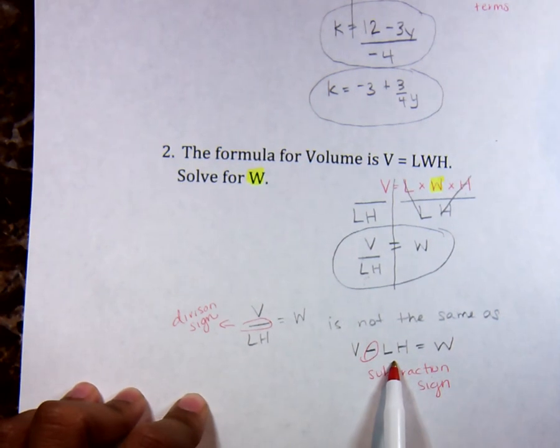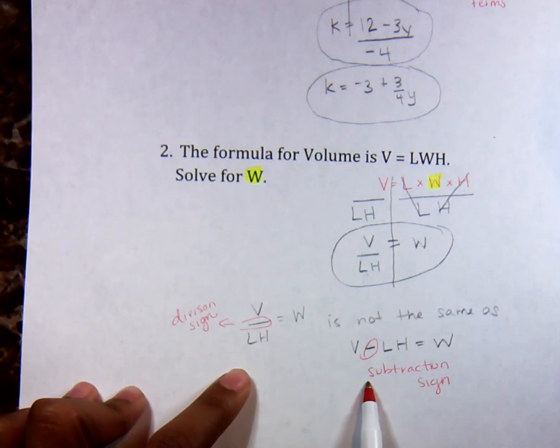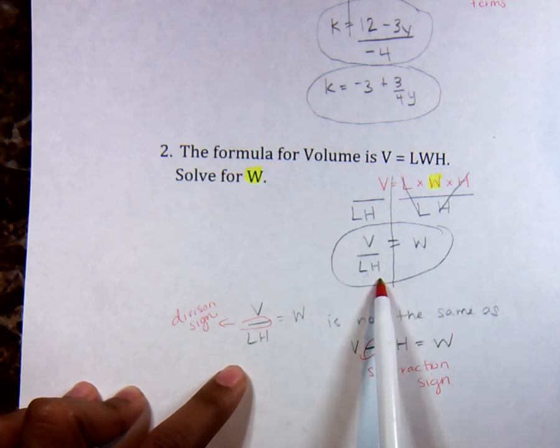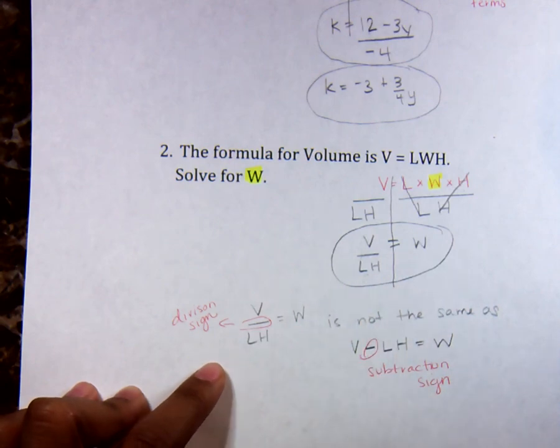So do not confuse yourself when going to write your answer. On your EOC, you may be given both answer choices, and you actually may have solved your word correctly. But do not invert your answer from a division to a negative sign. Just a word of caution.